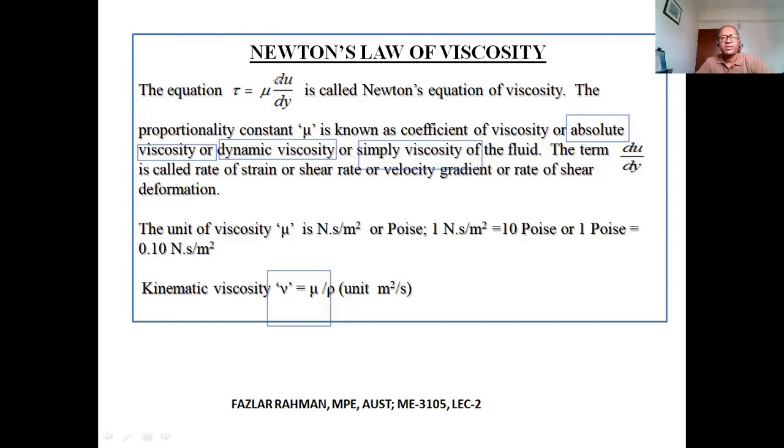And this term du by dy is known as shear strain, shear rate, or sometimes it is called velocity gradient. You already know this name from the mathematics class, vector gradient or velocity gradient. Velocity gradient means the rate of change of velocity in a certain direction, or also it is called shear deformation. And the unit of this mu is Newton second per meter square, or sometimes it is expressed in poise. So what is the poise? 1 Newton second per meter square equals 10 poise. And this mu, if you divide by rho, you will get the kinematic viscosity.